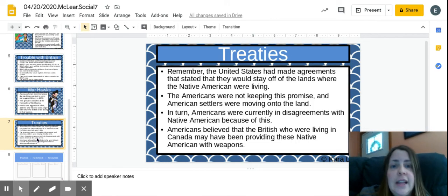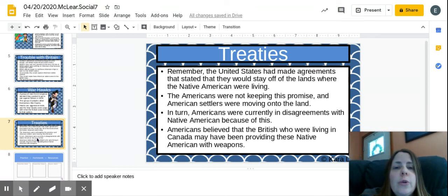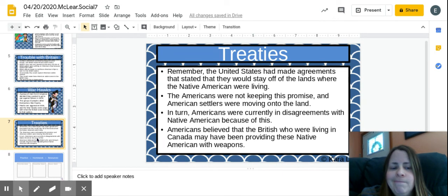Okay, that's not it though. This is the last part of what caused the war. So remember how we had just got all that land in the Louisiana Purchase? And Lewis and Clark went to go explore that land, and they did come across some Native American tribes. Sacagawea was one of the Native Americans who helped them. The United States government was making treaties with some of those Native American groups that they met along the way, that they would stay off their land. Do you think they actually did that? No. Americans were not keeping this promise. American settlers were moving on to the land, and that caused disagreements between Native Americans and Americans.